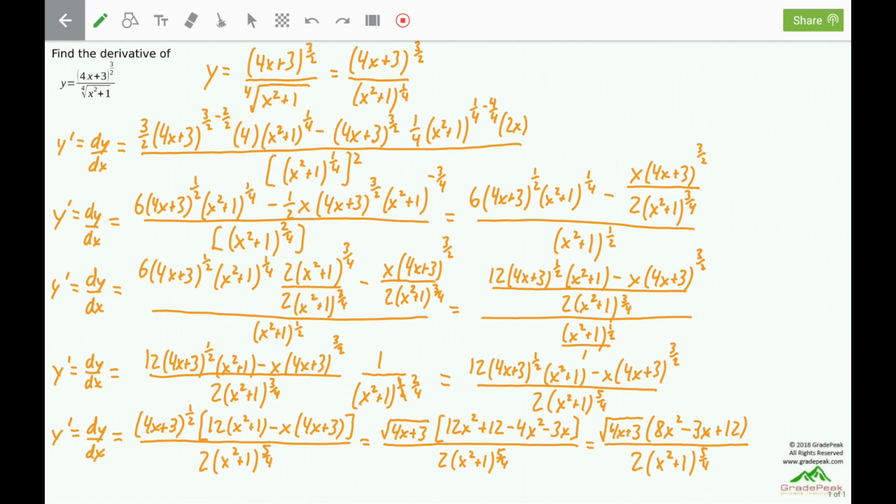And there's our derivative, simplified, y prime or dy dx. Square root of 4x plus 3 times 8x squared minus 3x plus 12 divided by 2 times x squared plus 1 raised to the 5/4 power.